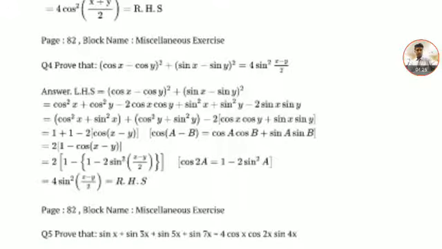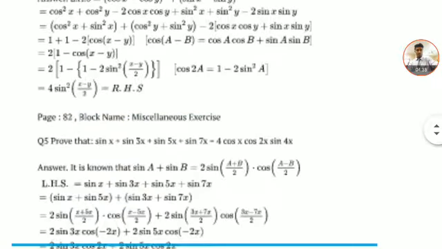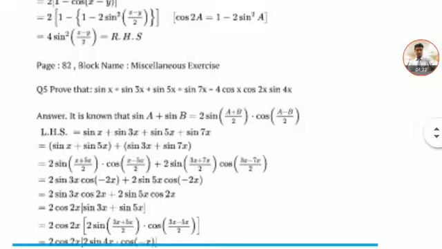Cos x minus sin y, you see a few things will cancel, and you will directly get this answer, 4 sin square of (x minus y). Okay, 3 and 4 are the same. Now see question number 5.